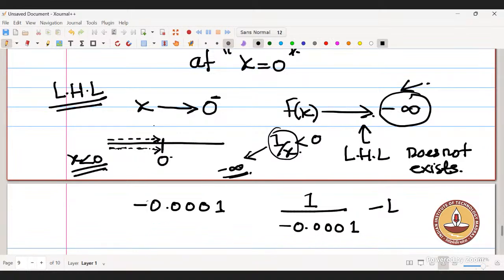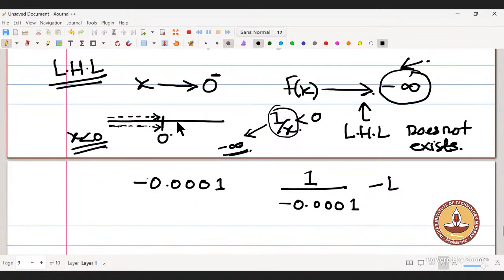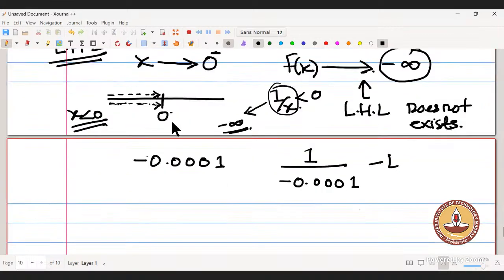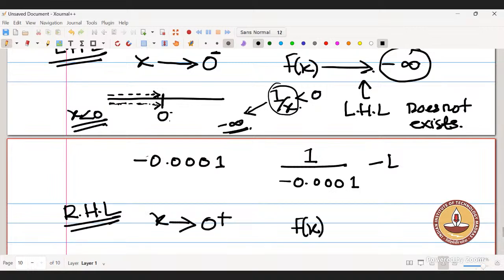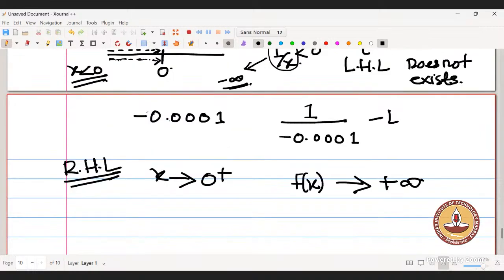Clear? It will be minus 10,000, whatever, a large negative number. It will tend to minus infinity. Similarly, you can compute that as x goes to 0 from the positive side, this f of x will go towards plus infinity. And here also, the right hand limit doesn't exist.